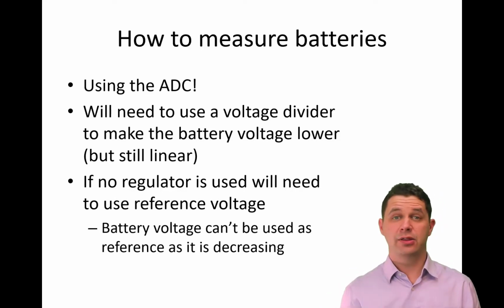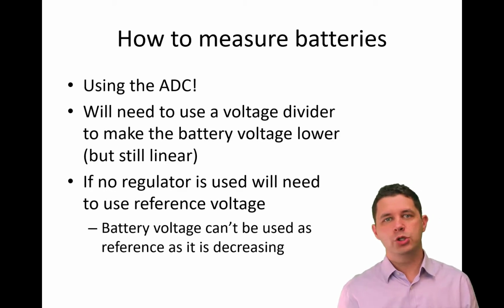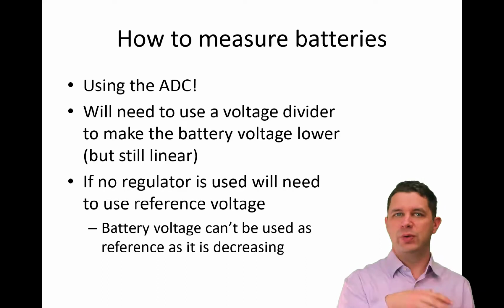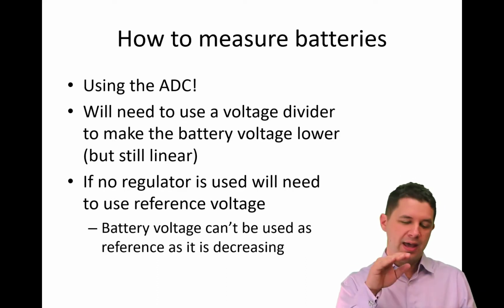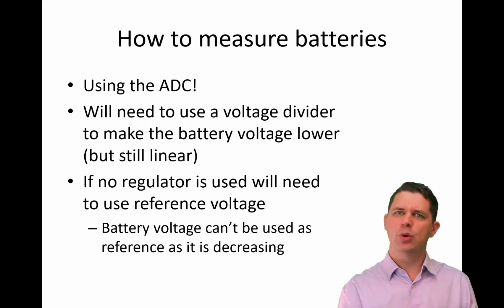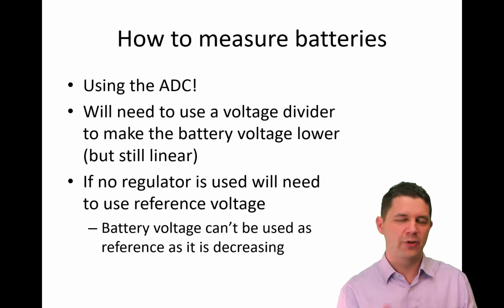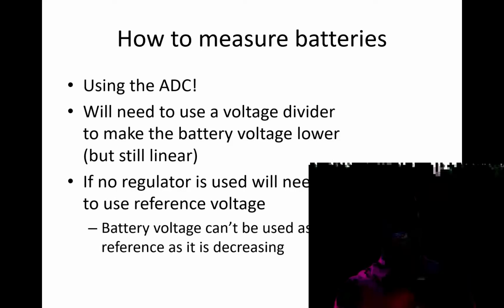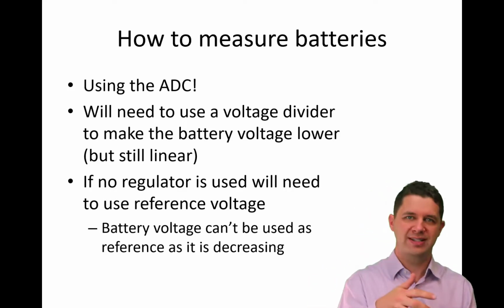One other thing to consider though, if we're using a regulator, we want to put that voltage in before we regulate it. There's not much point regulating the voltage and then doing a voltage divider on that, because it will always be at 3.3 volts or 5 volts or whatever it is. We want it before that regulator so we actually get what the batteries are saying.